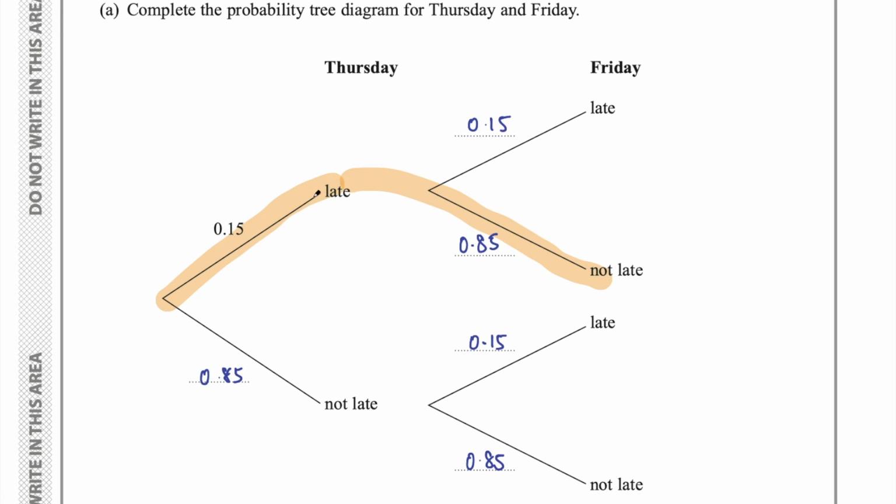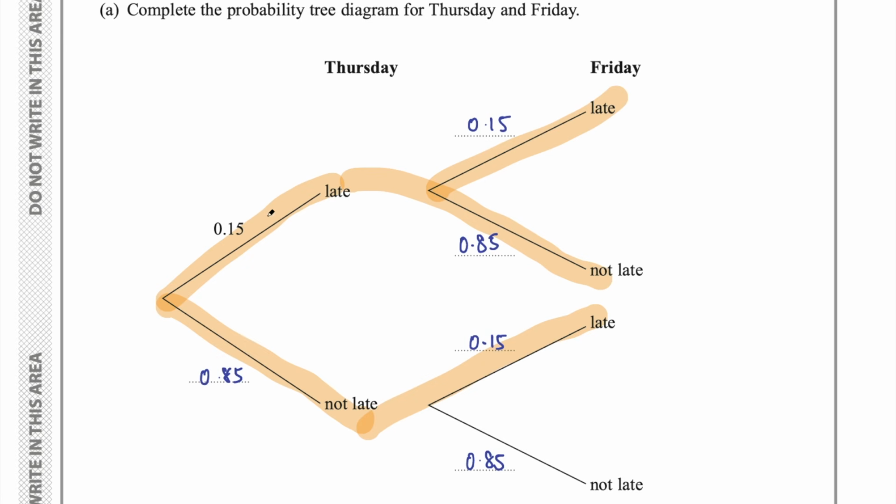So you're still late on at least one day. You could be late on Thursday and late on Friday. That's still at least late on one day. And then you could be not late on Thursday and late on Friday. So these are all of the pathways you need to consider.